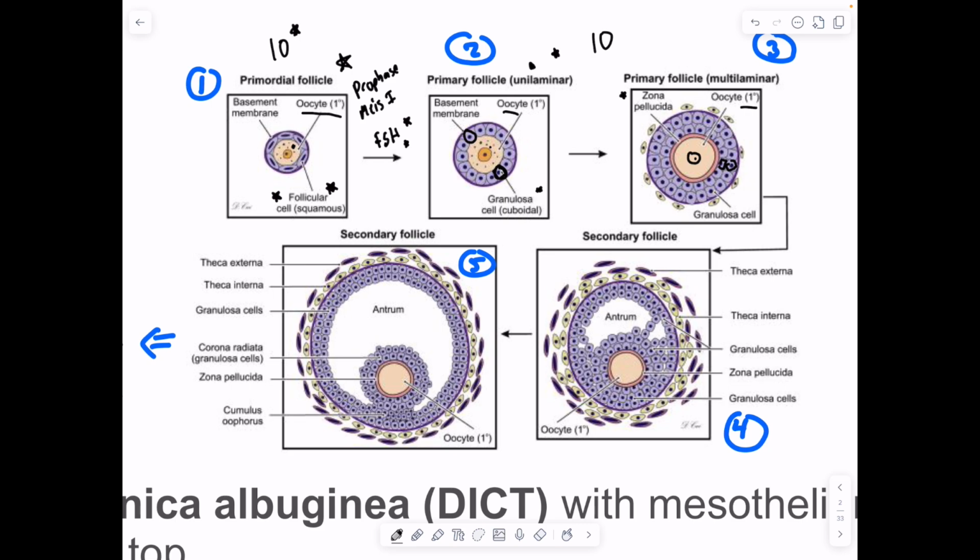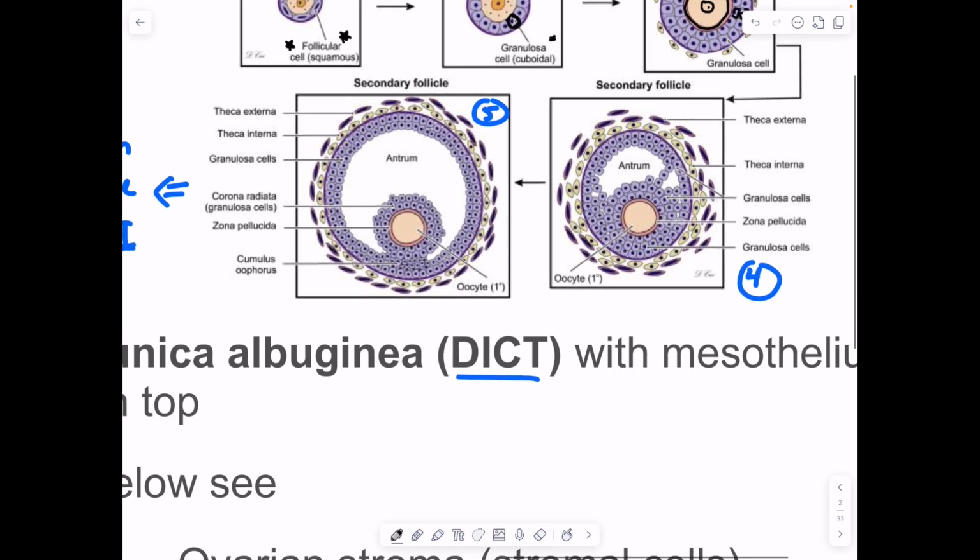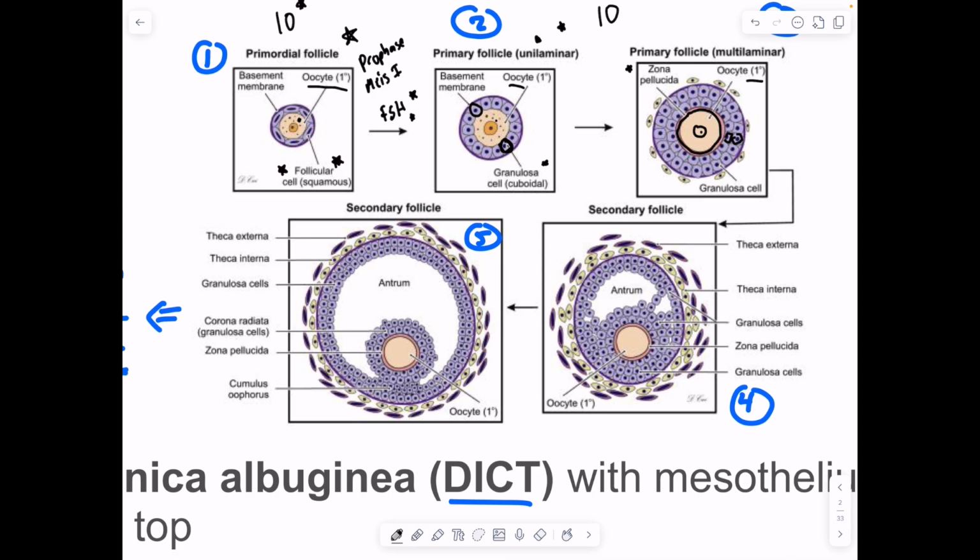Then you have the zona pellucida, which has been made by the oocyte. Then the granulosa cells are going to produce a liquid, and that's going to accumulate inside of the follicle as the antrum. And so once you have the appearance of an antrum, you now have a secondary follicle, but still a primary oocyte in the center. All right, and we have our zona pellucida.